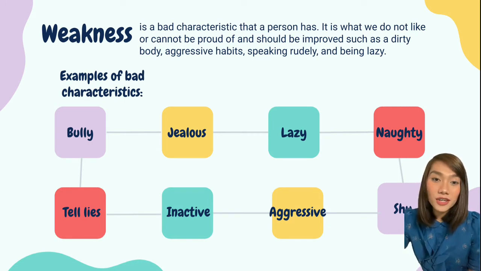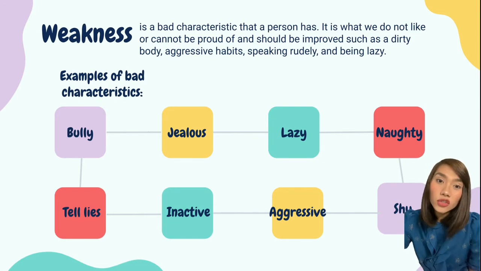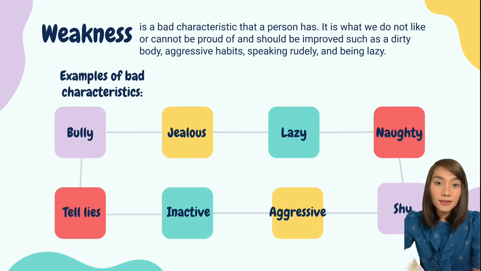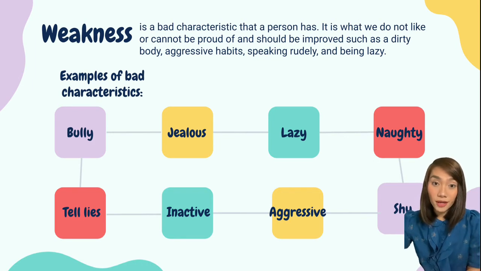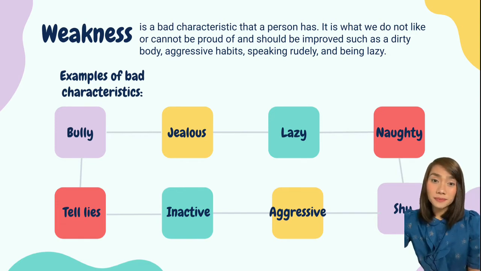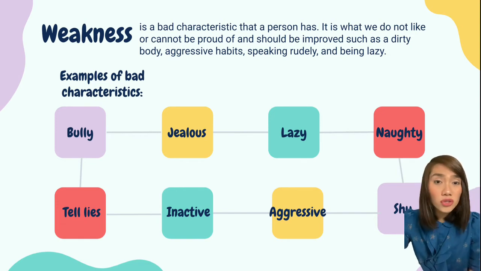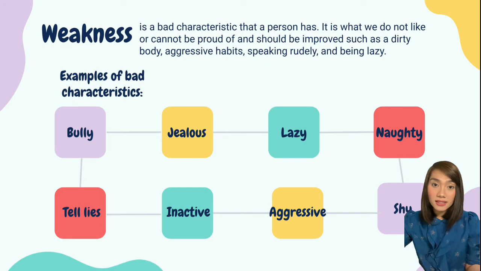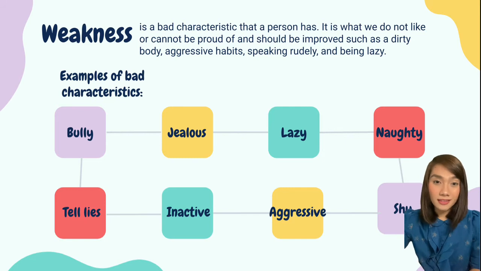Let's have first, bully. As a student, you should not bully each other. Don't bully your classmates and instead give them love and give them friendship. Next, jealous. As a student, it is very important that you should not be jealous of each other. Don't be jealous if your classmates have a new bag or a new phone. Don't be jealous about that. Instead, be happy.